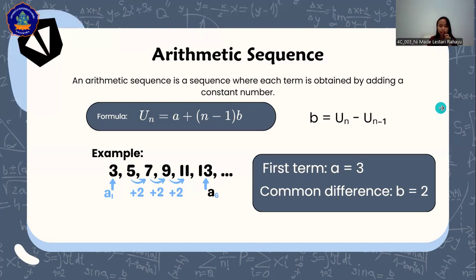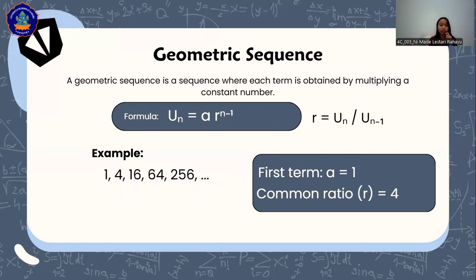Next, the second type of sequence is the geometric sequence. A geometric sequence is a sequence where each term is obtained by multiplying by a constant number. The constant number is called the common ratio. The formula for the geometric sequence is U sub n equals A times R to the power of n minus 1.